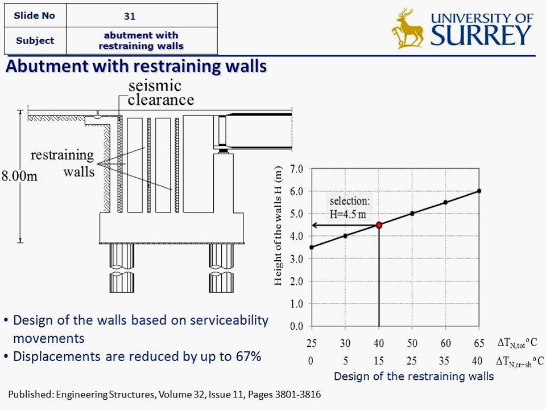If we want to control the dissipation through elements, we can utilize restraining walls. Of course, we have to optimize the design procedure, as these walls are expected to receive serviceability movement, and they should remain elastic during the bridge service, while responding in an inelastic manner during earthquakes. In that case, displacements were reduced by up to 67% when the stiffness and hysteretic behavior of these restraining walls was taken into account.